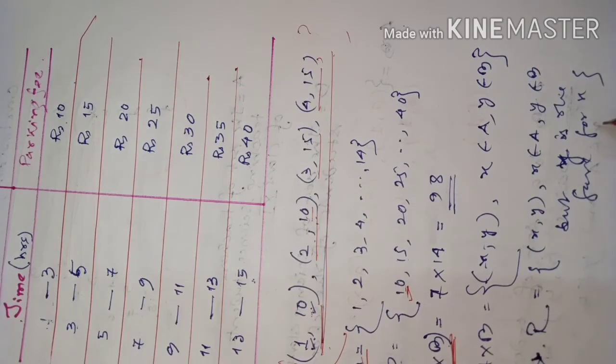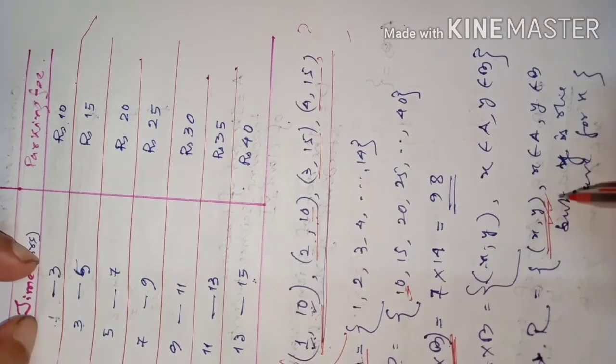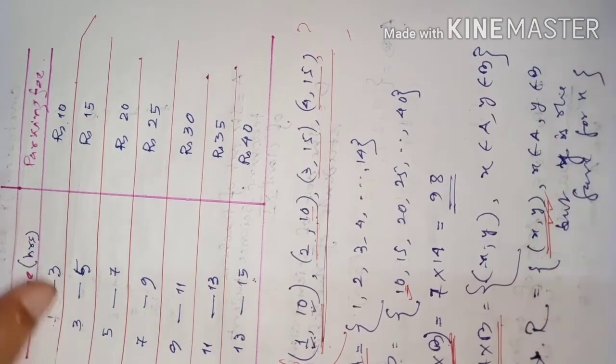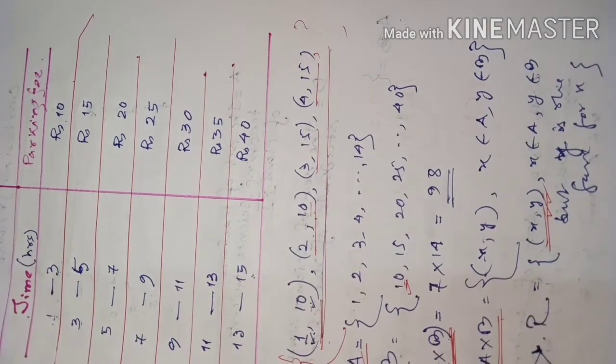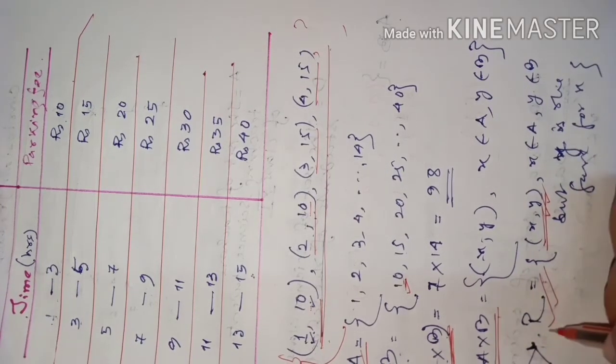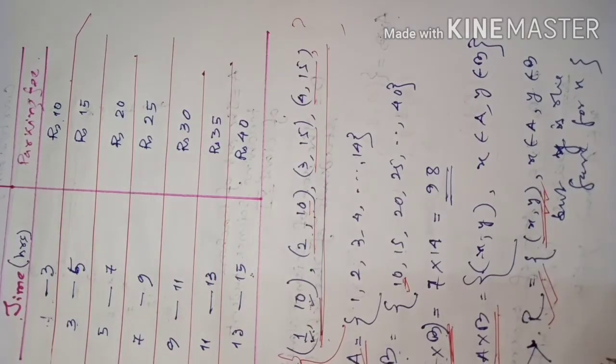Got the idea? So here you see all these pairs that you will take, they will be from A cross B. Students, once again, this set we will call a relation, which is a subset of A cross B. So a relation is nothing but... I will give you one more example.